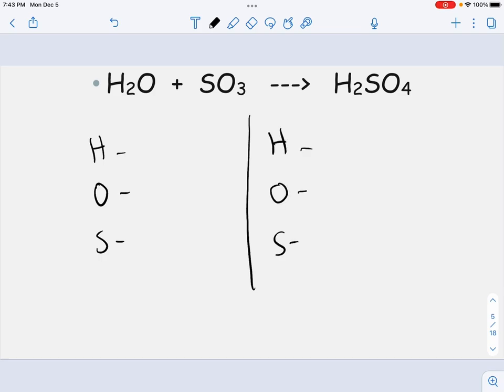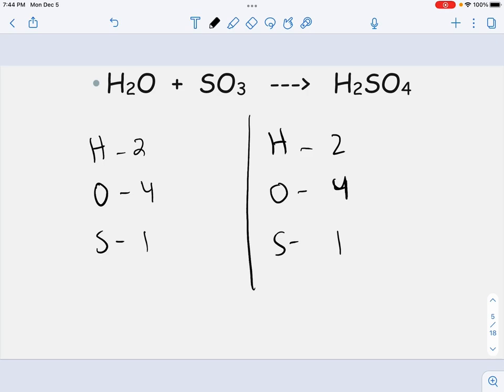All right, so on the left-hand side, we have 2 hydrogens. We have 4 oxygens. Be very careful how you count them. There's 1 here and then 3 here, so that leads to 4. All right, so we have 1 sulfur. On the right-hand side, we have 2 hydrogens, 4 oxygens, and 1 sulfur.